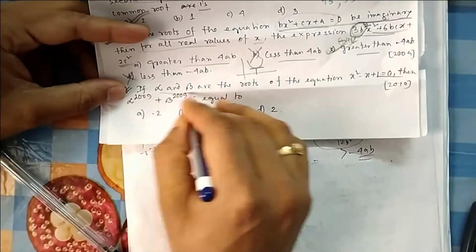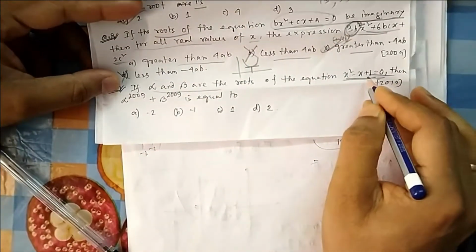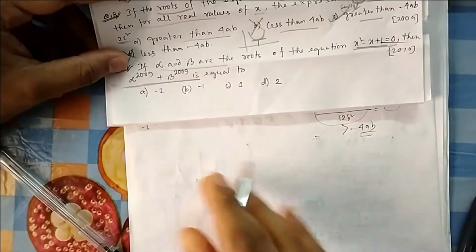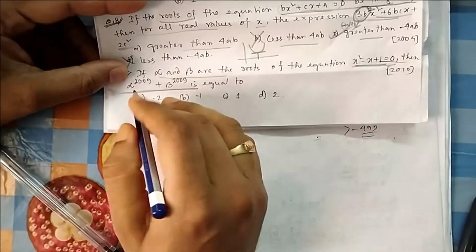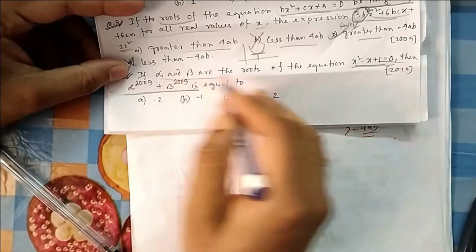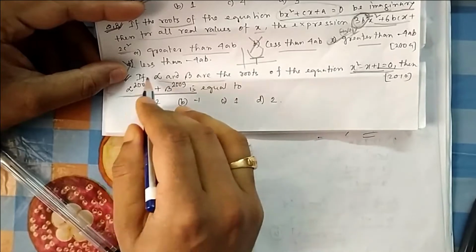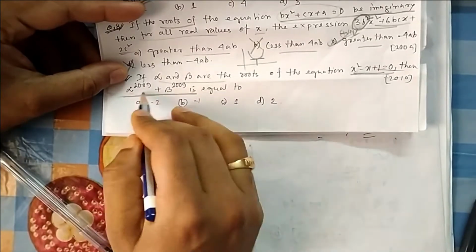Next, number 9. If alpha, beta are the roots of this equation, then they are asking this. So one thing, when you see this one, obviously you will have alpha plus beta and alpha beta from this, but it is to the power 2009. So you cannot factorize it in terms of alpha plus beta and alpha beta.